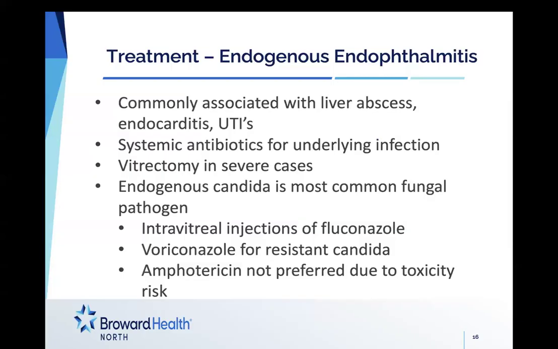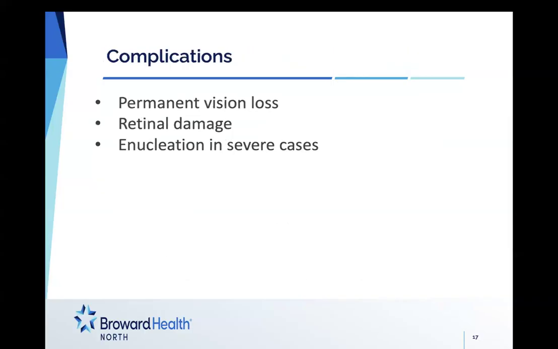And then for Candida, which is the most common fungal pathogen, you're going to give the injection into the eye with fluconazole, or voriconazole if the Candida is resistant. And then amphotericin B is going to be the third option, but it's not preferred due to the toxicity. So some complications of treatment, or just the infection in general, is permanent vision loss.